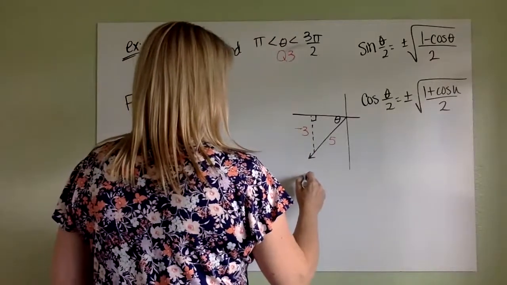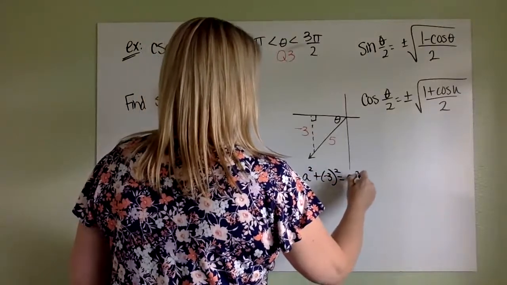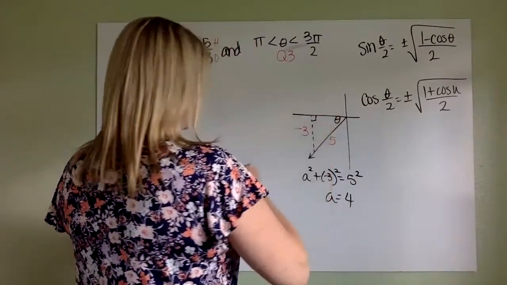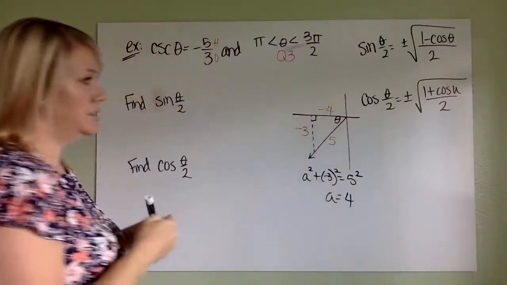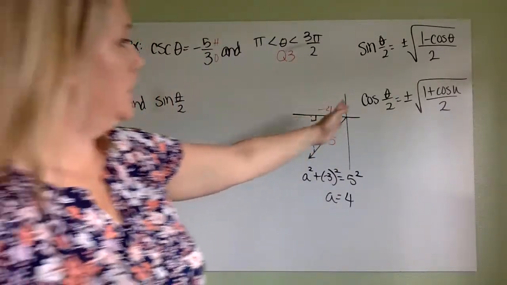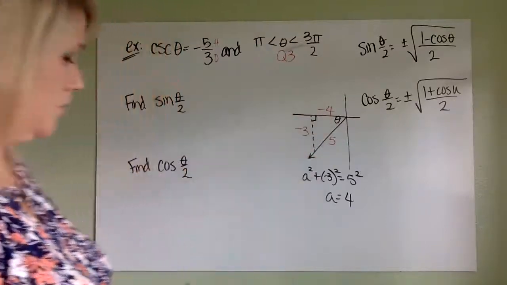So then we do a squared plus negative 3 squared equaling 5 squared, and we get a is equal to 4. And that means that it's going to be a negative 4 on the adjacent side of the triangle, again, because we're going to the left and down, right? To the left gives us a negative value, down gives us a negative value, into the third quadrant.